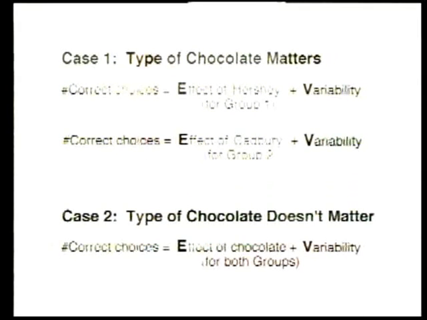But the second case is that type of chocolate doesn't matter. Then the number of correct choices should equal just an effect of chocolate, which would be true for both groups. It would be the same effect for both groups, both Hershey and Cadbury, plus variability.